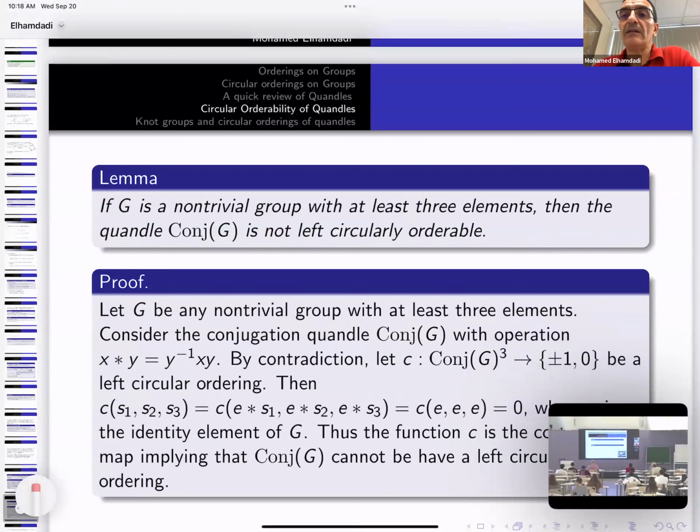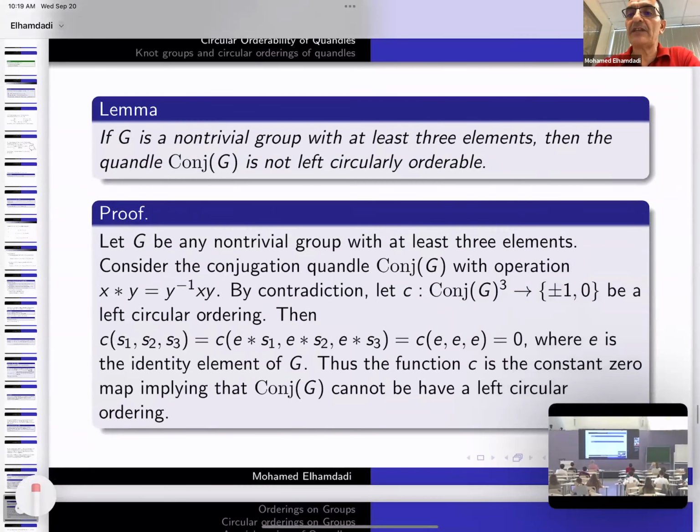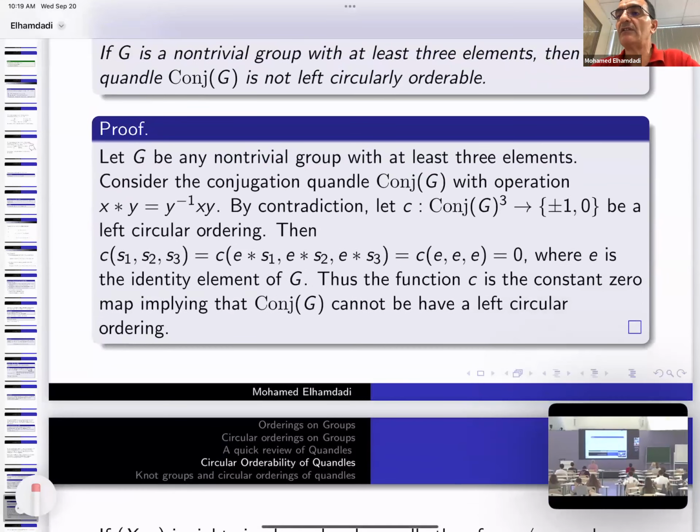We have the following lemma. If G is a non-trivial group with at least 3 elements, then the conjugation quandle cannot be left circular orderable. And the proof is just straightforward. Basically, if it's left invariant, then you multiply from the left by e, the neutral element or the identity element in the group. And the identity star s is exactly e, and then you get a contradiction. Then you get 0, and the function has to be constant, which implies that you cannot have a left circular ordering on the conjugation quandle.